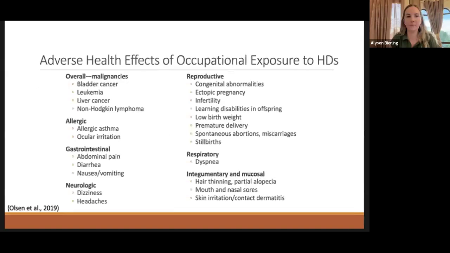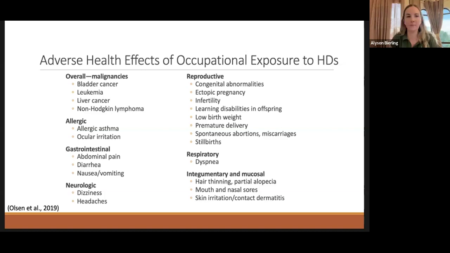So what are some examples of adverse health effects from occupational exposure? There's a whole bunch that you can see on the screen here. So there is evidence of occupational exposure leading to malignancies or cancers in healthcare workers. There are studies that have demonstrated an increased risk of bladder cancer, leukemia, liver cancer, and non-Hodgkin's lymphoma.